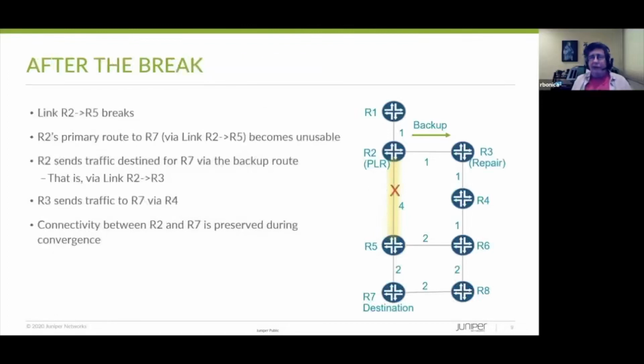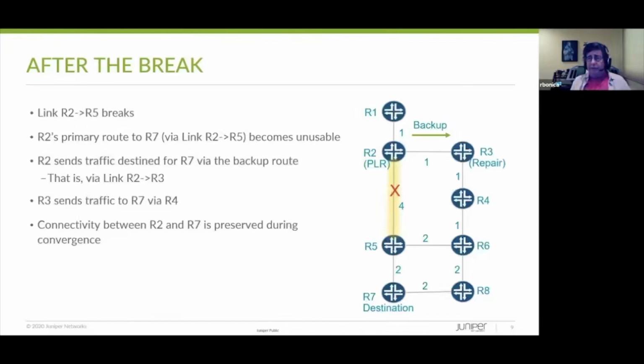So what happens after the break? R2 notices that link R2-R5 is broken. It sends traffic destined for R7 to R3. R3 forwards the packet the rest of the way to R7, and it gets there. Continuity is preserved during the break. And when the IGP reconverges, now R2's least cost path to R7 will also be through R3.